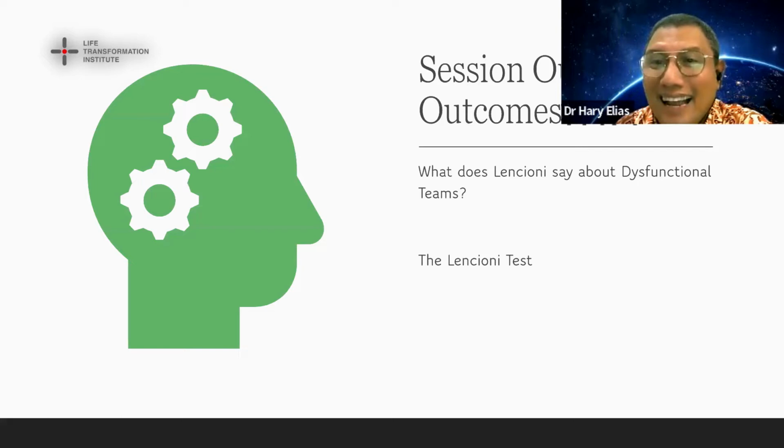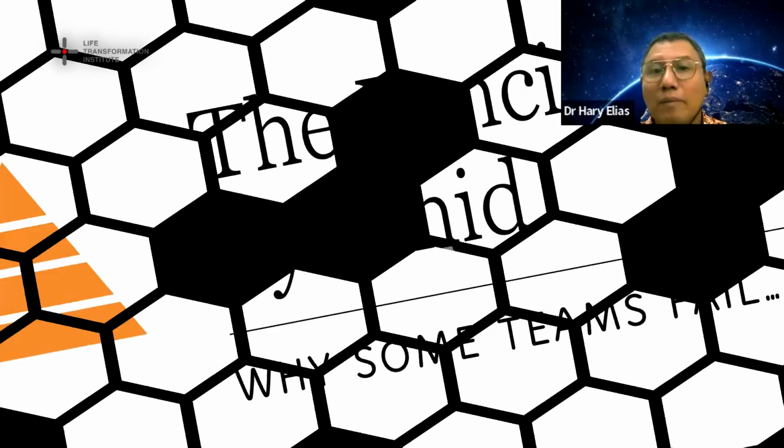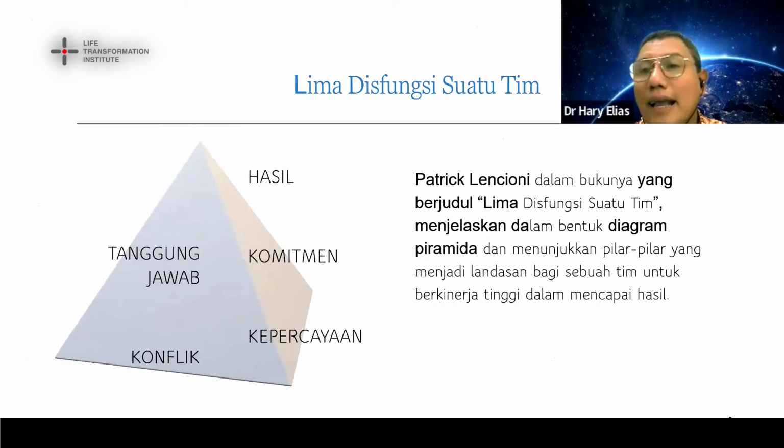You can go online and you can find many versions. Banyak sekali versi Lencioni test, tapi susah mencari yang dalam bahasa Indonesia. Why do you need it in bahasa Indonesia? Supaya lebih akurat. When you answer the questions, it will be more accurate. So first you have to understand, kita akan bahas the Lencioni Pyramid. This is the Lencioni Pyramid. And Lencioni is an Italian. His full name is Patrick Lencioni. And he wrote a book. Okay, bukunya, judulnya 5 Disfungsi Suatu Tim.